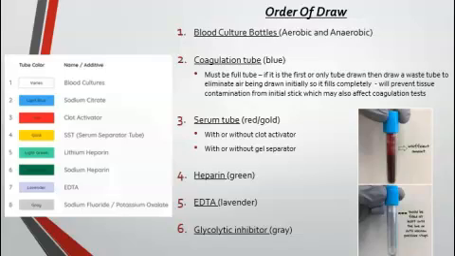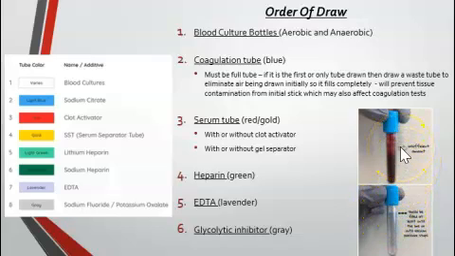If we have orders for blood culture bottles, we're going to draw those first. And you usually draw two blood culture bottles, an aerobic and an anaerobic. Next would be your coagulation tubes. These would be your blue top tubes. Remember, your blue top tubes need to be filled up to a certain point in order to reach the correct ratio of blood versus anticoagulant. Remember, it's a 9-to-1 ratio. And you can see here, you need to fill up to this line.